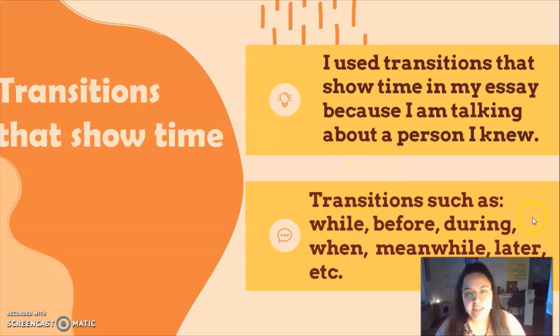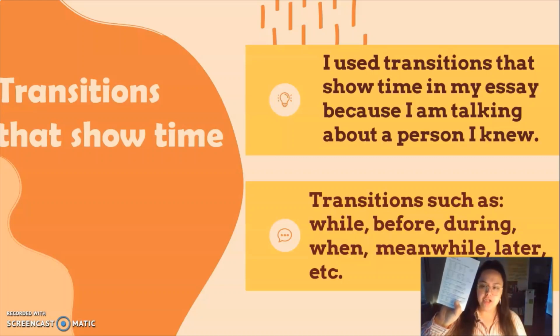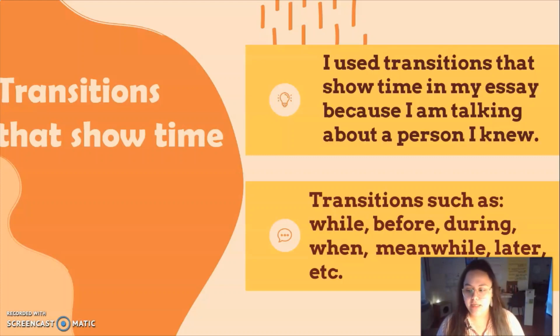So some transitions that show time are while, before, during, when, meanwhile, later. We also have a whole list on the anchor chart, and it's in the files section in our class. I'll link it today on the post. That way you can look through these. But sometimes a transition can be unique. Like if I wanted to talk about when I knew this person, I could say, when I was younger, I met so-and-so. What was the transition? Did it show time? Yeah. When did it happen?